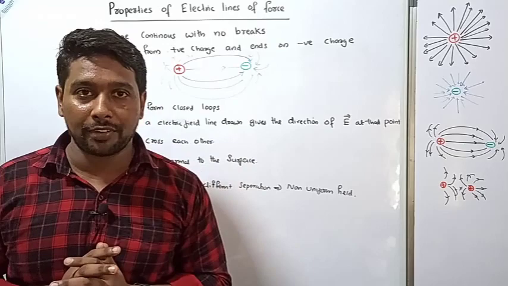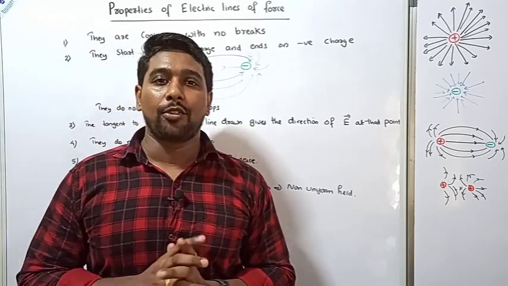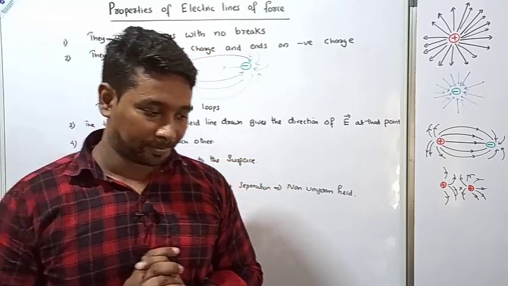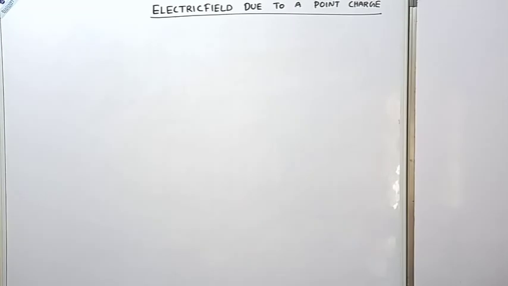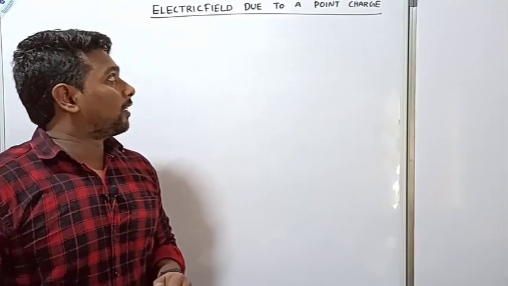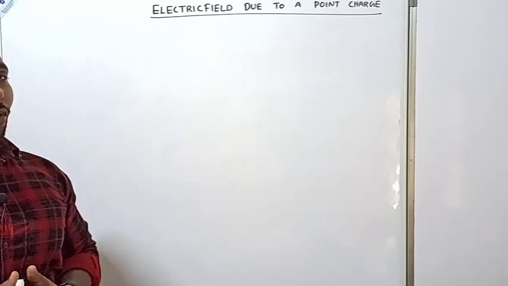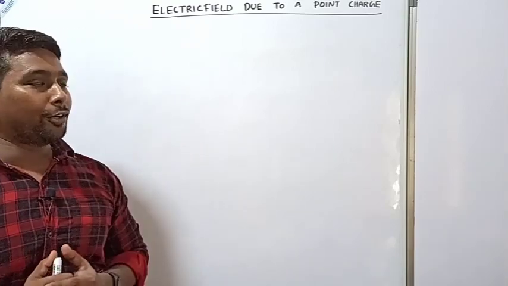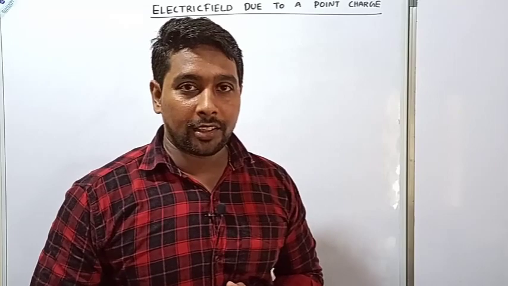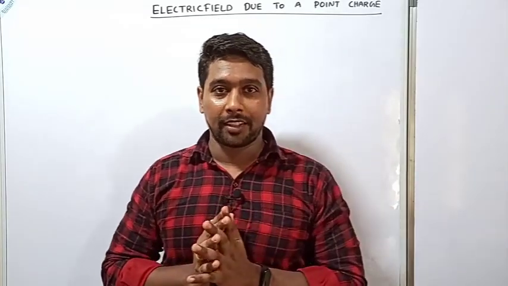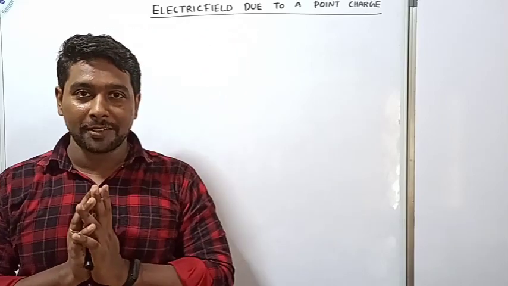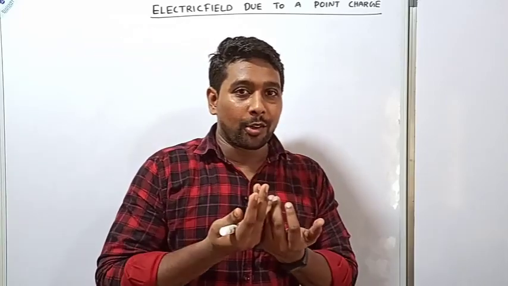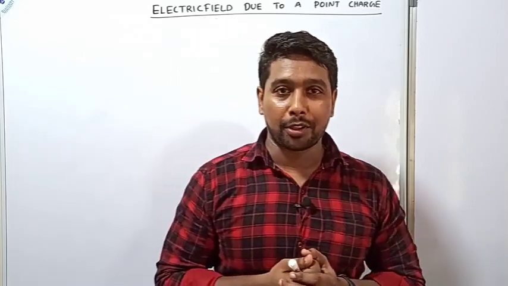Already we have discussed the electric field. Now we are going to move on to the electric field due to a point charge. In our electrostatics section, we have discussed charge. Our hero was charge, right? Then we talked about our hero, the charge, and what the basic properties of charges were.